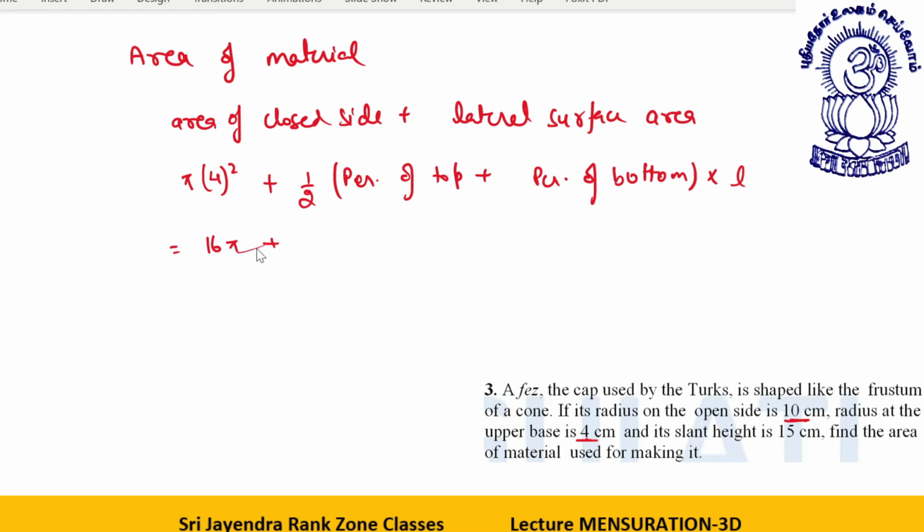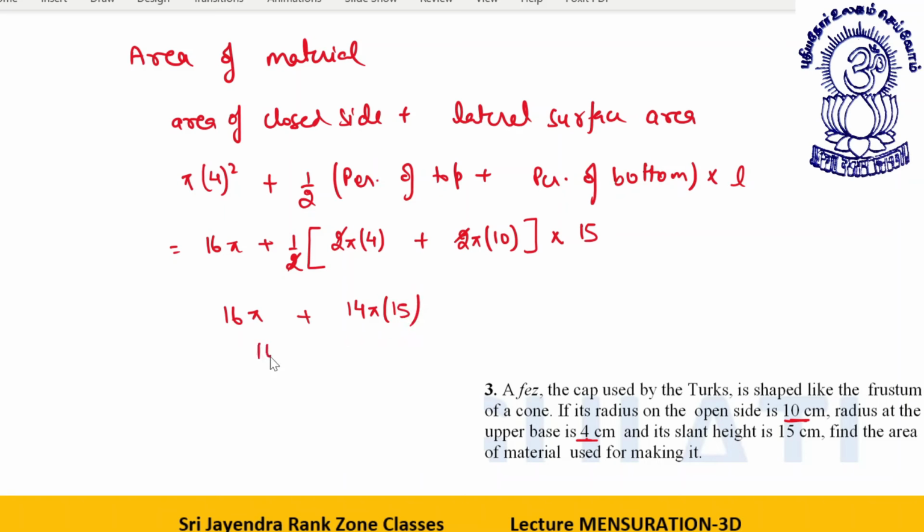This is 16 pi plus half. What is perimeter of top? Perimeter of top will be 2 pi into 4. Perimeter of bottom will be 2 pi into 10, into the slant height, which is 15. This is 16 pi. These two cancel. 4 pi plus 10 pi, 14 pi into 15. That is 16 pi plus 210 pi, or I can say 236 pi.